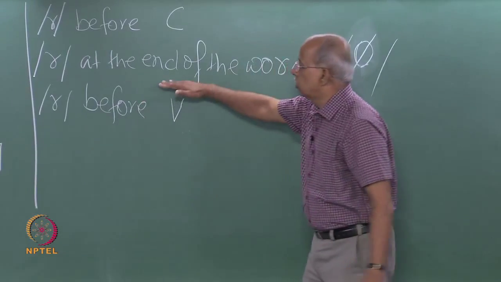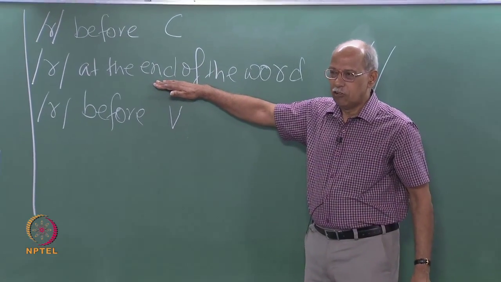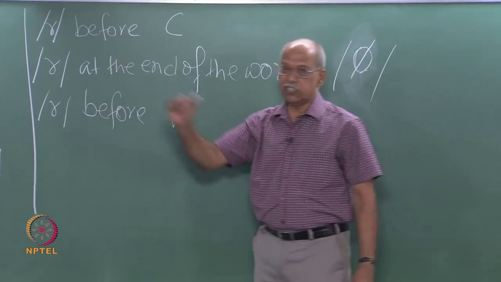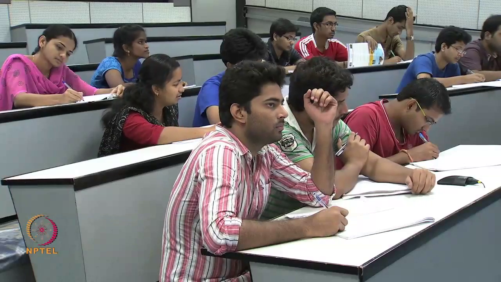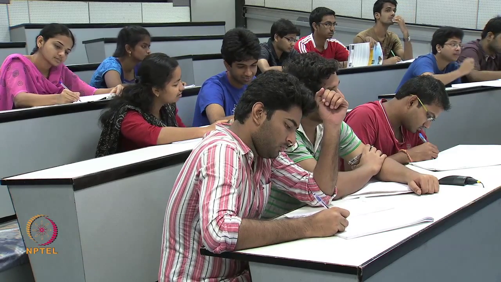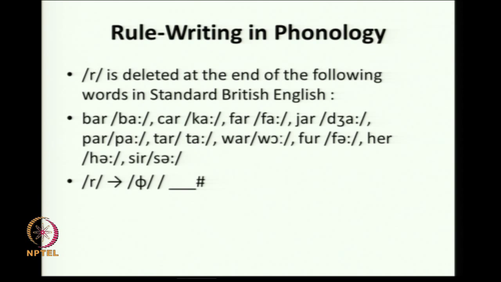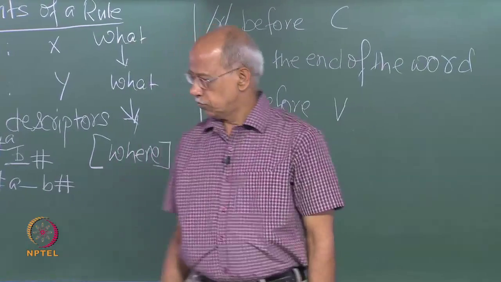Can you attempt writing a rule for this following the same convention? Write a rule saying, R is deleted before a consonant. Please write. I would like to check your notebooks. You saw in some words that R is deleted also before a consonant. Just as you have written this rule, R is deleted at the end of the word, similarly please write, R is deleted before a consonant in this variety of English.